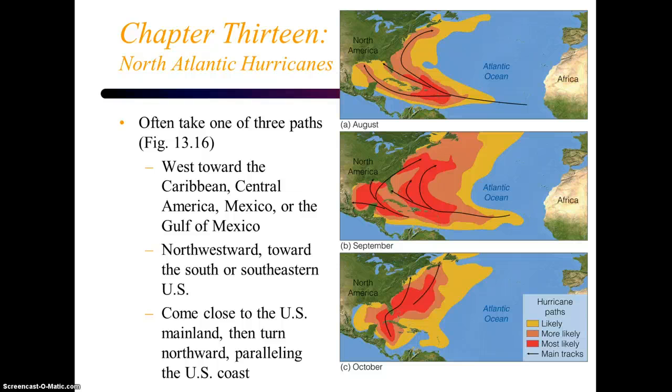North Atlantic hurricanes often take one of 3 paths. They either go west toward the Caribbean, Central America, Mexico, or the Gulf of Mexico, or they go northwestward toward the south or southeastern United States, or they can come close to the United States, turn northward, paralleling the U.S. coast and going out over the open water up in the North Atlantic. Now, this graphic shows you likely paths in August, September, and October, according to research, of western North Atlantic hurricanes.